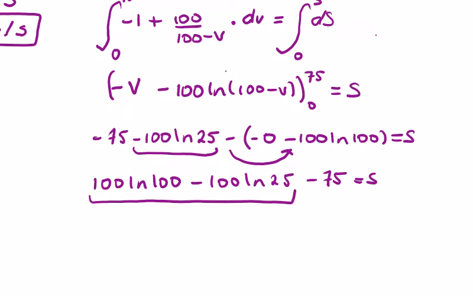Combining my natural logs, I'm going to get 100 times the natural log of 100 over 25, which will be the natural log of 4, minus 75 equals s. And if I type this into a calculator, I get 63.629 meters. That's part 2.